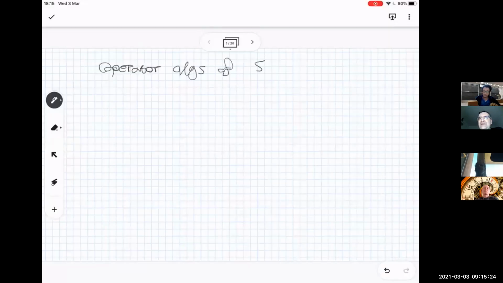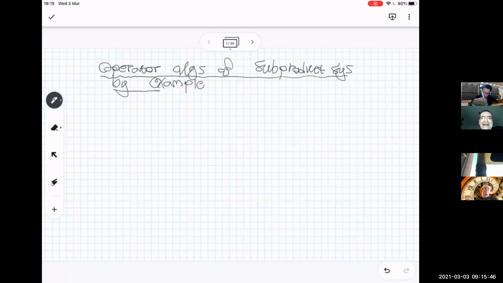Our speaker today, the semester opener, is Adam Dor-On from the University of Copenhagen, and it's going to be about operator algebras and subproduct systems. By example, like I really like this title because it's one of my favorite books by Davidson, C*-Algebras by Example. So it rings a bell. It rings a very nice chime, actually. So Adam, the floor is yours.